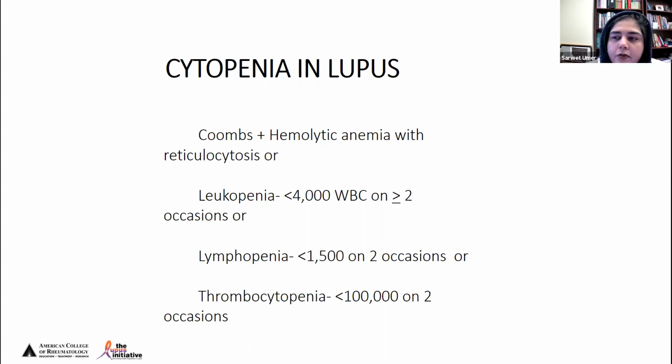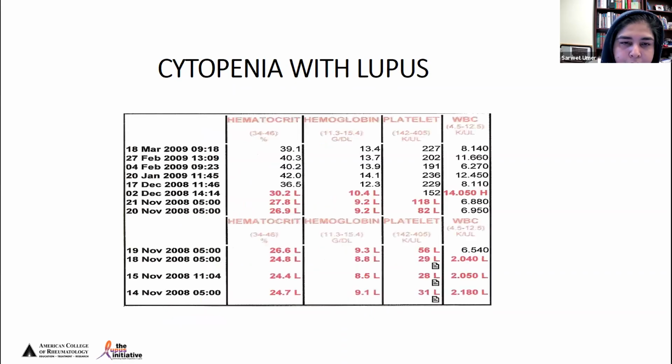I want to emphasize here the reason we are asking that these cytopenias be present on more than 2 occasions, because we know bone marrow can be suppressed by many things, including viral infections and medications. So if a patient has constant leukopenia, persistent lymphopenia, or thrombocytopenia, they may be one of the lupus patients. Hemolytic anemia is the same way.